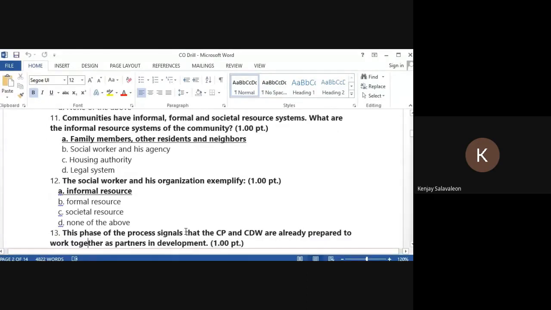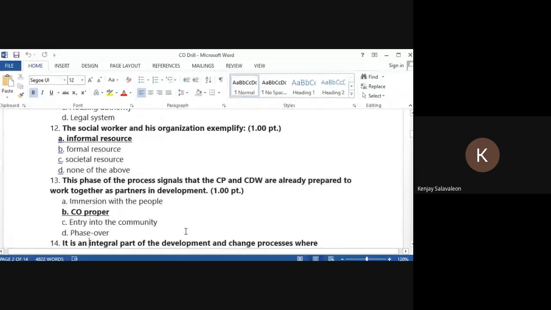Okay. 12. The social worker and his organization exemplify. Ito, I think mali itong answer na ito. Mali itong answer na informal. Dapat ang answer dito, highlight lang natin ha. Dapat ang answer is societal resource. Okay. Number 13.